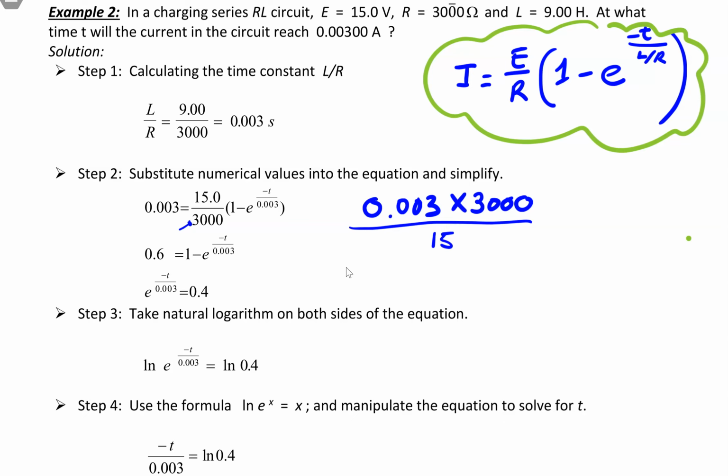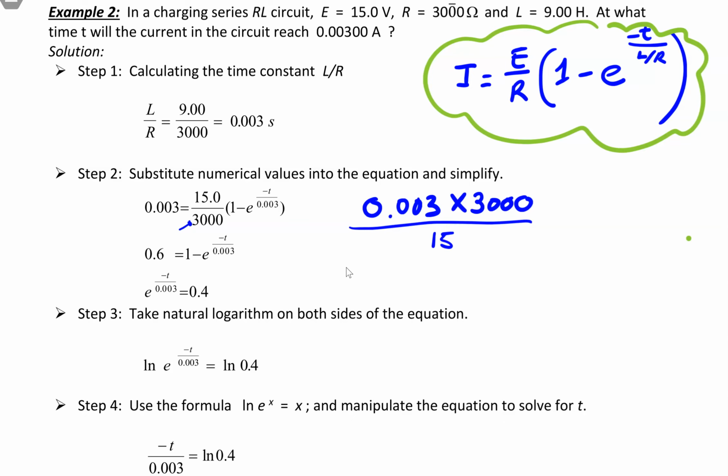Okay, so just take your calculator and do that. You will see that 0.003 times 3000 divided by 15 will give me 0.6.